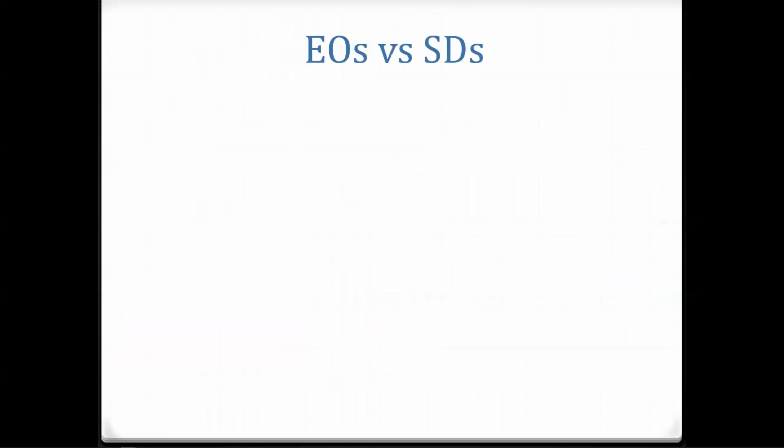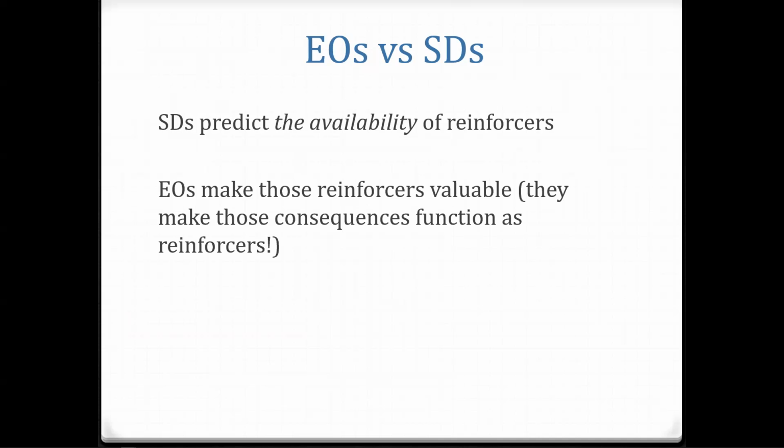So how do establishing operations and discriminative stimuli relate? A lot of times they can be confused with one another, but there are important differences. Discriminative stimuli predict the availability of reinforcers. They tell you whether a reinforcer is available or not, but it doesn't actually change how valuable that reinforcer will be. It just tells you that you will get food if you do this, or you won't get food if you do this. Whereas an EO makes that food more interesting. So EOs make those reinforcers valuable, and they make those consequences function as reinforcers.